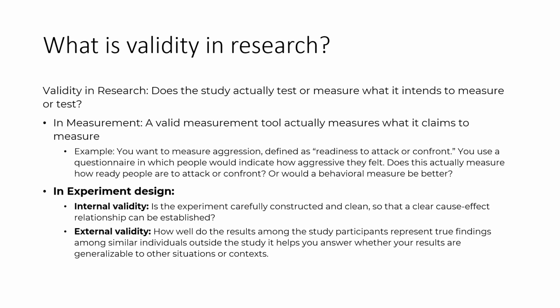So how could we know if someone is feeling this way? So what you decide to do is use a questionnaire in which people just answer questions about how aggressive they felt after something happened to them. And the question that has to be asked is, does this actually measure readiness to attack or confront? Will people accurately be able to describe their own level of aggression, or would some sort of a behavioral measure be better?